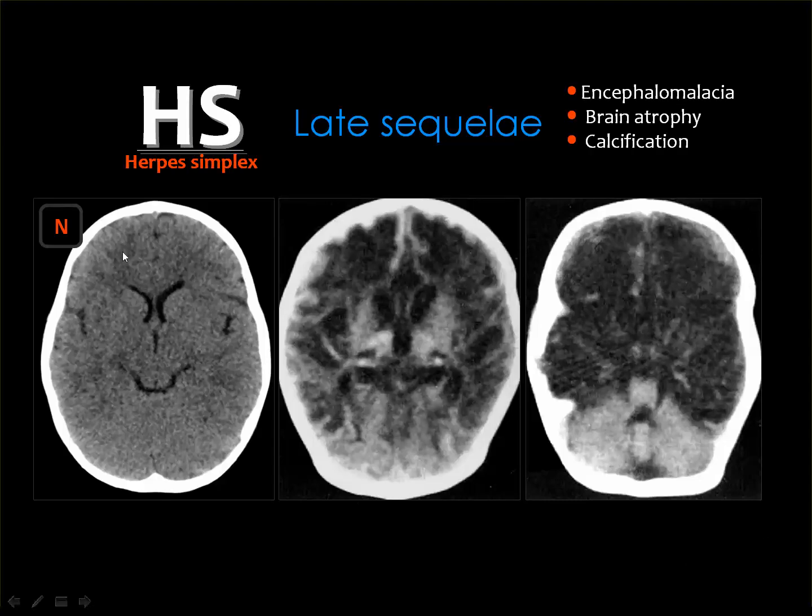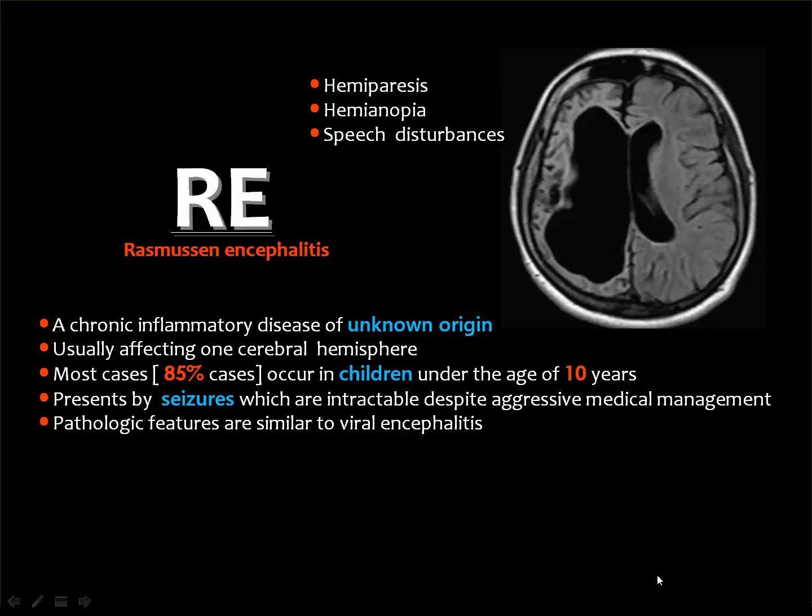And this is to compare the normal appearance of the brain with what is known as post-encephalitic sequelae. Post-encephalitic sequelae is the brain you see: complete damage, areas of encephalomalacia, dilated ventricles, and you may see calcium in the brain tissue. One of these encephalitides is known as Rasmussen encephalitis.